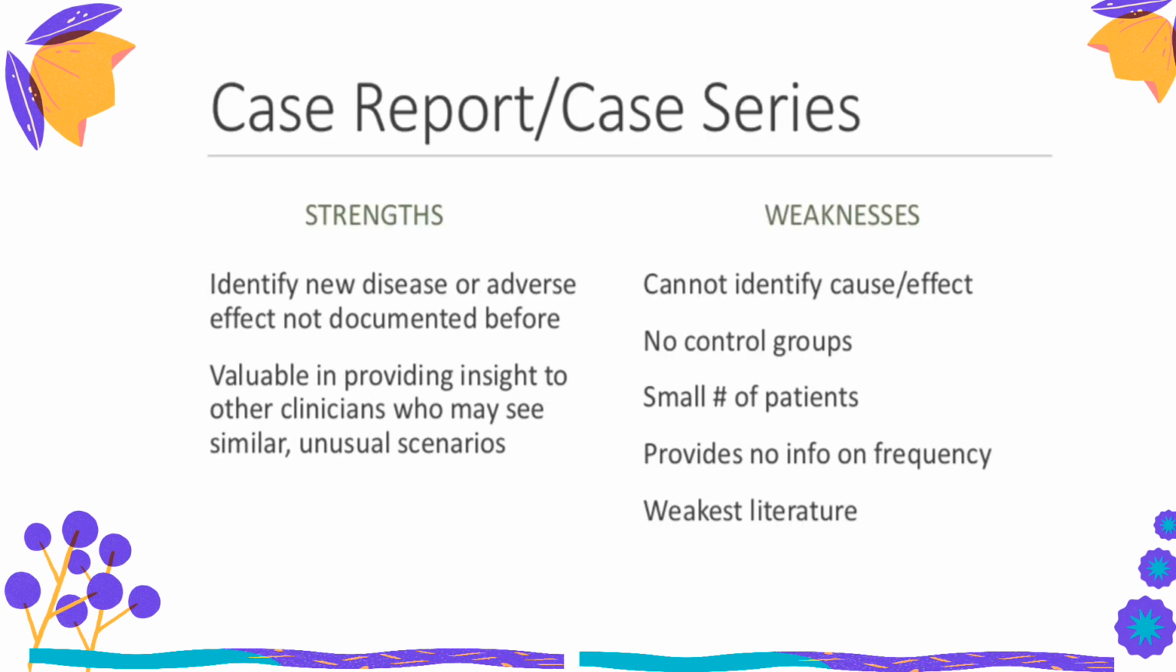The strengths of case reports and case series are, first, they identify new diseases or adverse effects not documented before, and they are valuable in providing insight to other clinicians who may see similar or unusual scenarios. But the weaknesses are they cannot identify cause and effect. There are no control groups and only a small number of patients. They provide no info on frequency, and they are the weakest literature among all observational studies.